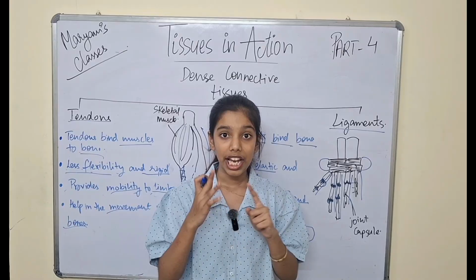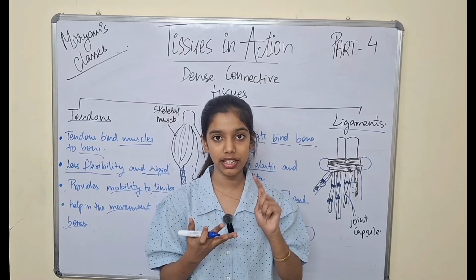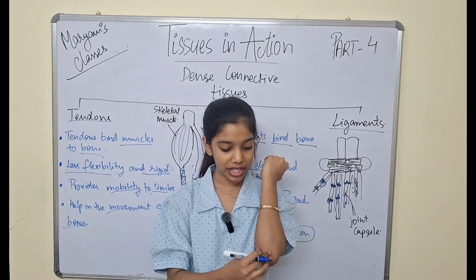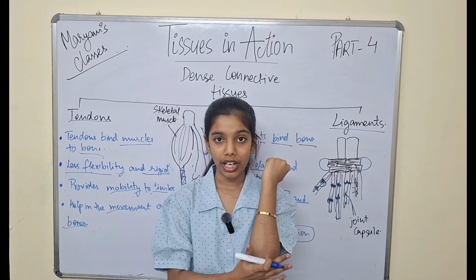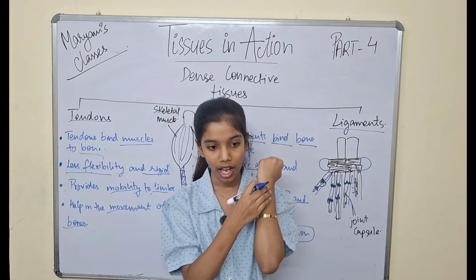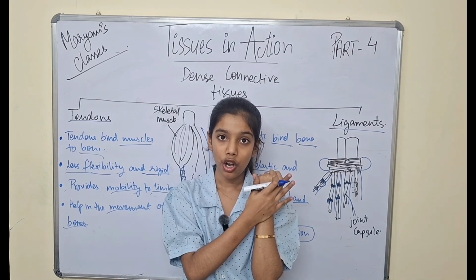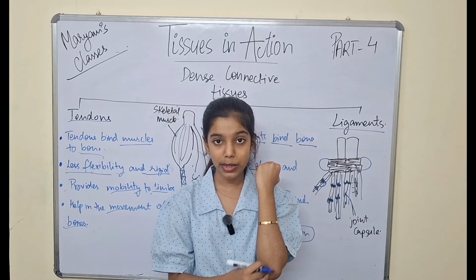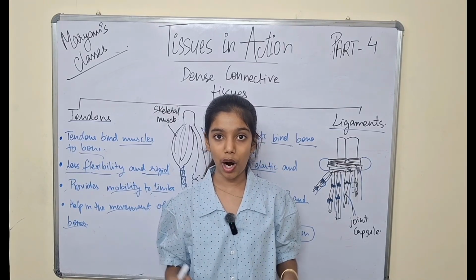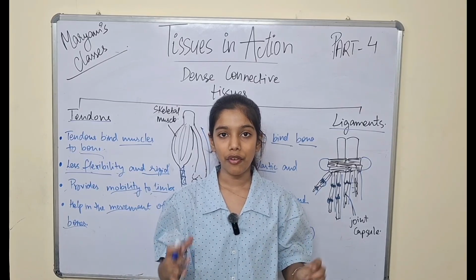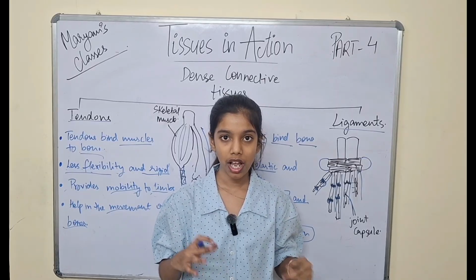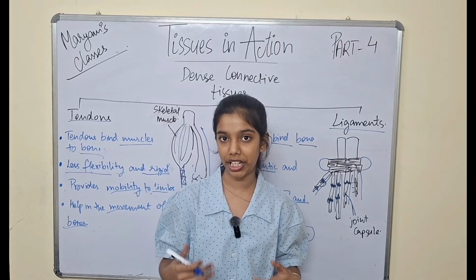It prevents dislocation of bone. Dislocation means, for example, if ligament tissue would not be over here, this elbow bone could come from here to here. So this prevention is just because of ligament tissues. Okay, so this is all about dense connective tissues. We have covered both the types of proper connective tissues. Now let's move toward the supportive connective tissue.